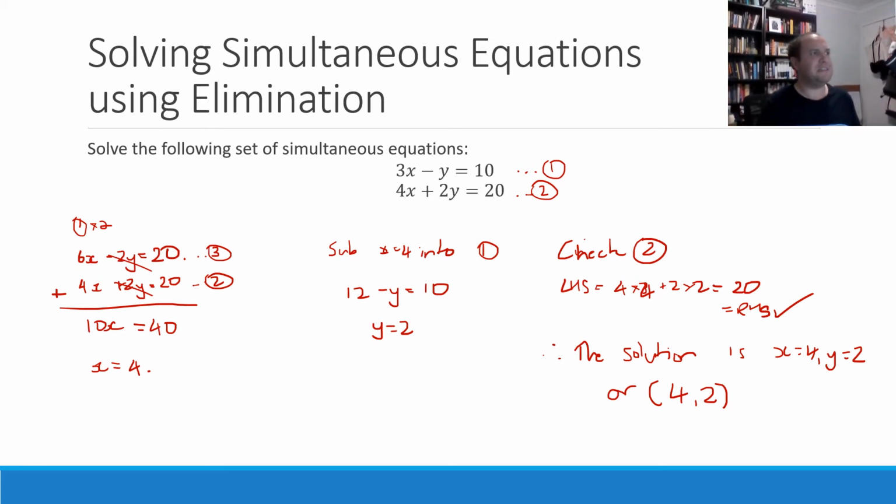Alright, that's our first example using elimination. That one was pretty straightforward. We only had to multiply one equation by some value to get those coefficients the same. Now in our second example, we're going to look at what happens if we need to multiply both equations.